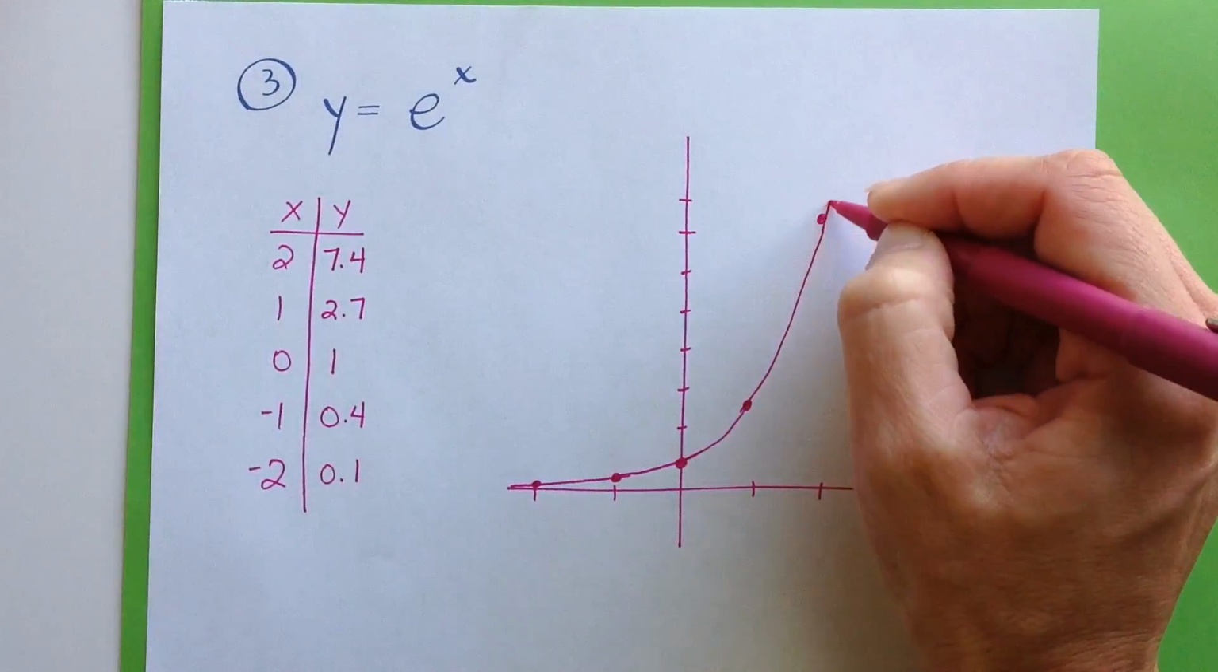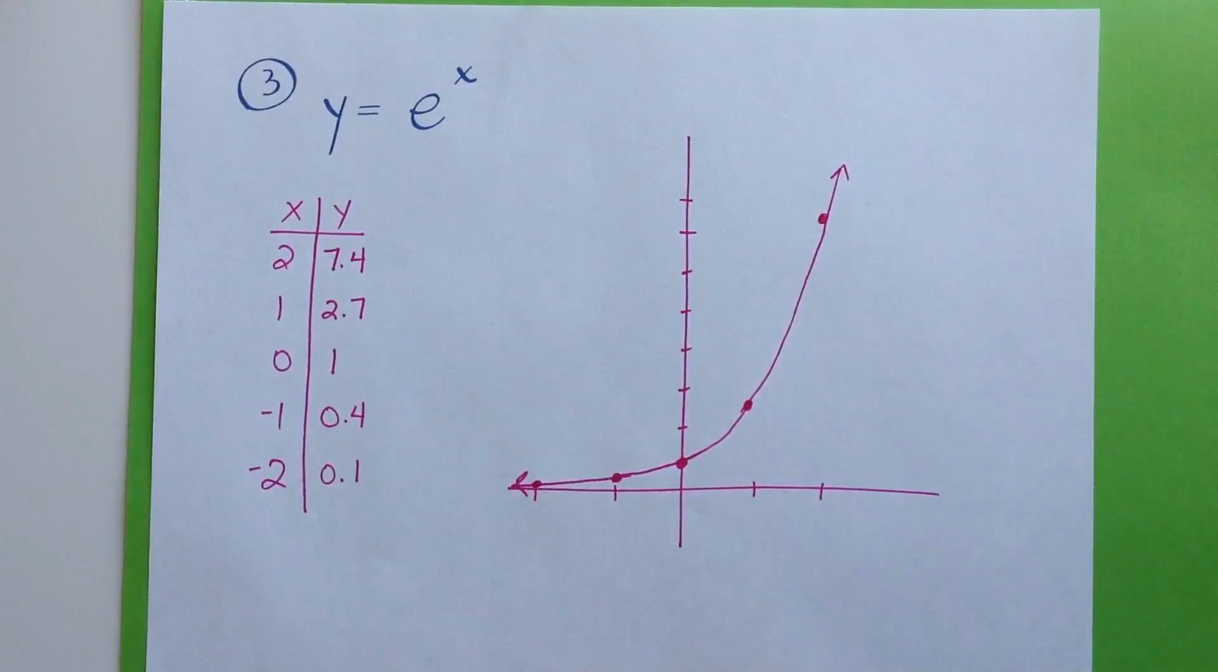Now this one turns the same direction as the very first one I did. But if you remember, the very first one that I graphed had a base of 3. And if you think about it, e is about 2.7. So you don't have a big difference there as far as the value of the base from my first example to this example. So that's why those two graphs are real similar to each other.